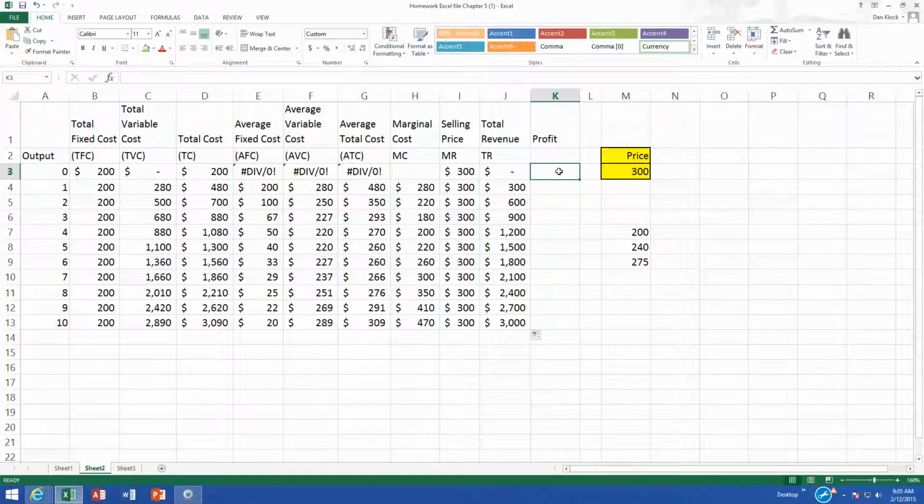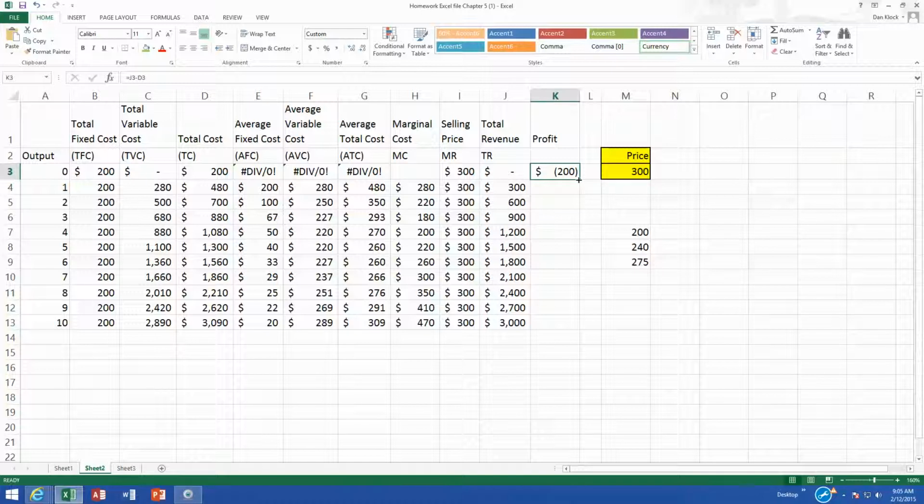So over here in K3, if I'm producing 0, what's my profit? Of course, I'm going to be losing money. So profit is always going to be total revenue, what I take in, minus what I pay out in total costs, right? J3 minus D3. And it comes out as negative 200. Of course, if I produce nothing, I'm getting no income, but I have to pay out my fixed costs.